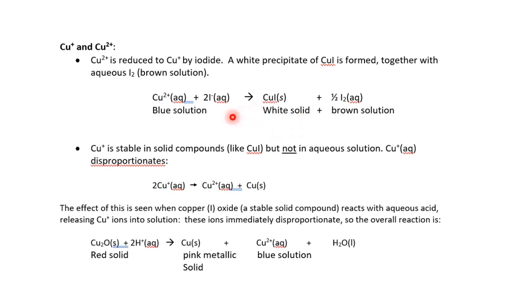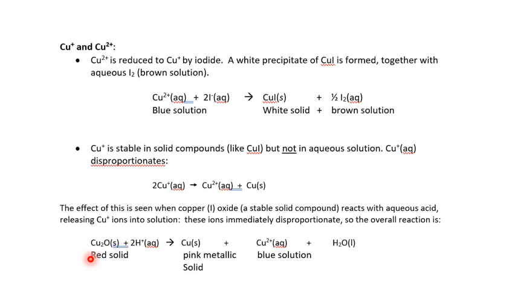But again, in the reaction, the iodide is oxidized to iodine, so you get this white solid which will fall out of the solution, but the solution itself is brown due to the iodine. So you need to know that that's how you can reduce copper 2 to copper 1. And copper 1 ions, in fact, don't exist as stable hexaqua ions.